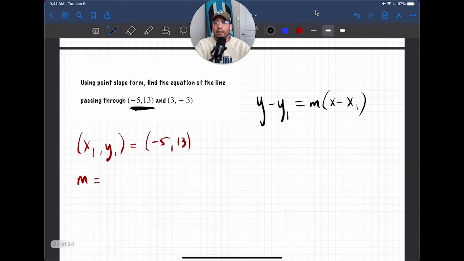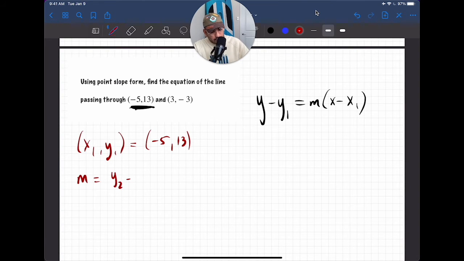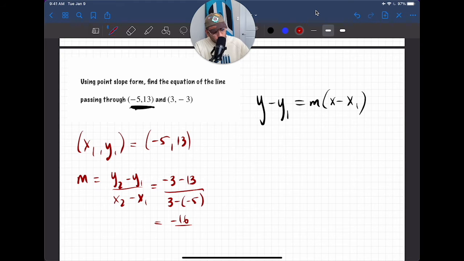Now we need to go ahead and find the slope. It's not given to us. We don't know how to find it just yet. But we have to remember that the slope is equal to y2 minus y1 over x2 minus x1. And since we're given 2 coordinates, we can go ahead and utilize this equation to find our slope. So this is going to be -3 minus 13 over 3 minus -5. And if I simplify that, I'm going to get -16 over +8, and that's going to be -2.